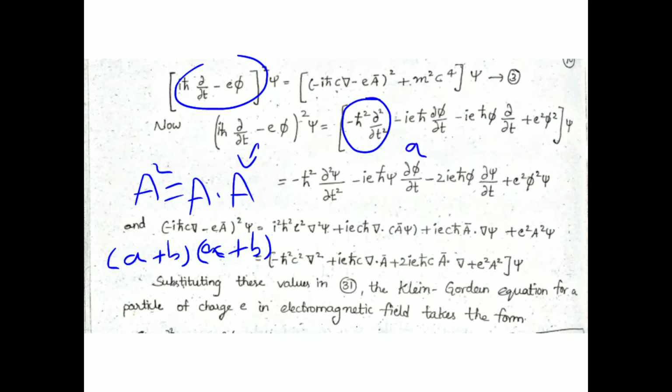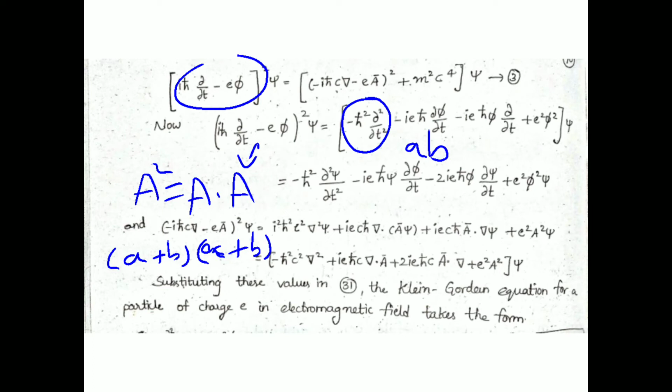So this is just like AB. Next, b into a, BA. And next, b into b, that is b squared. b squared is nothing but (eφ) whole squared, which is e squared φ squared. And next important thing: here first ∂/∂t has to be multiplied with this φ xi, and that is AB.